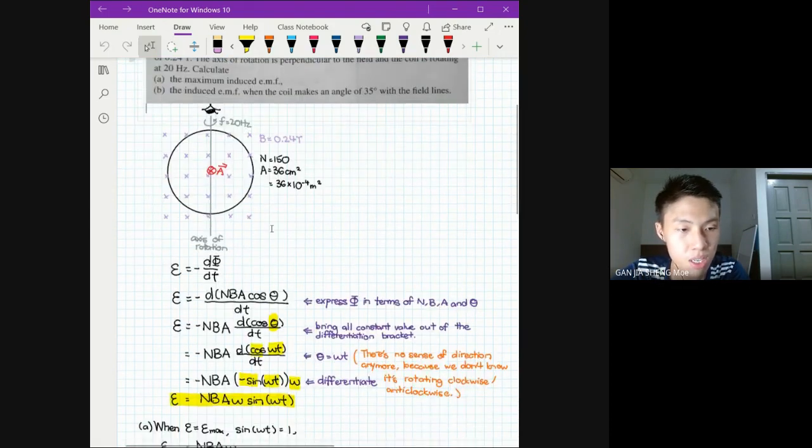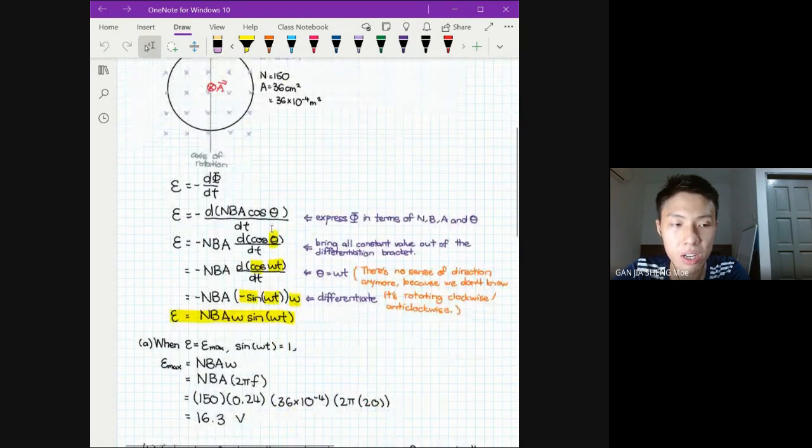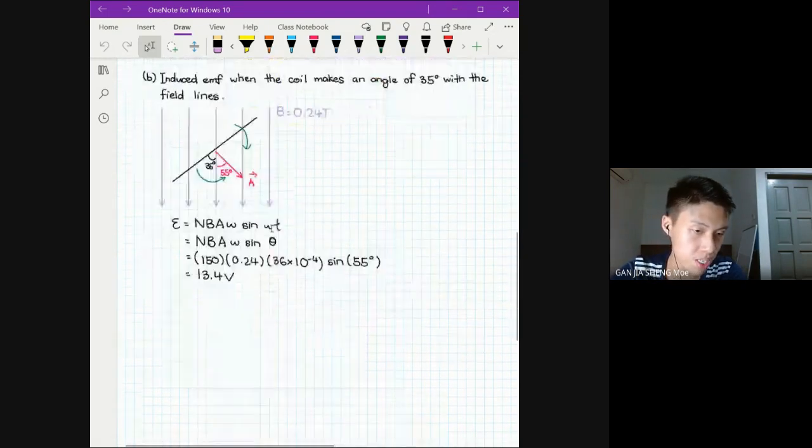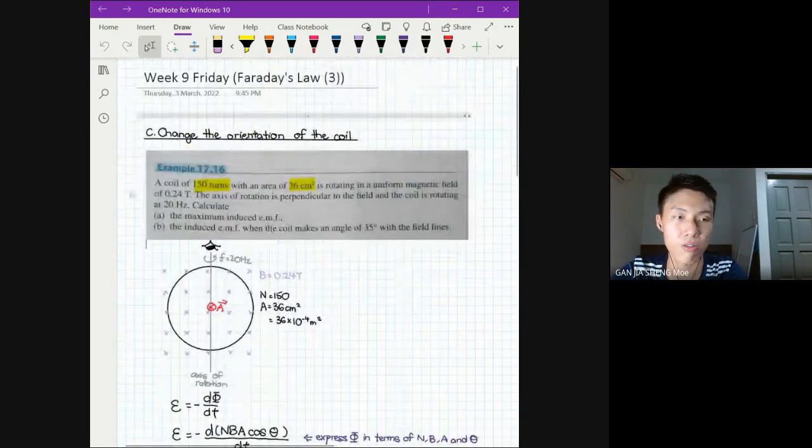Okay, so this is the way to do it. I have no more examples for this particular method of changing magnetic flux. So that's all for this method.